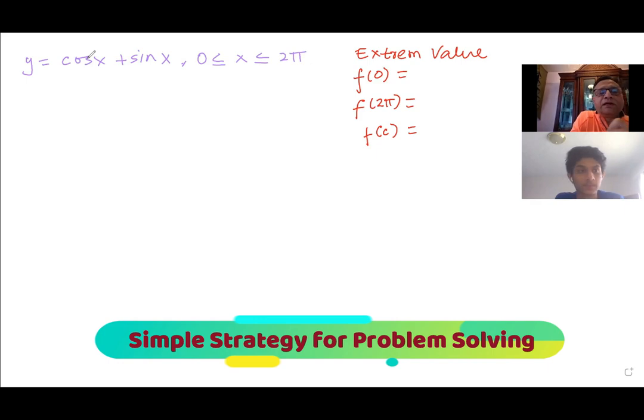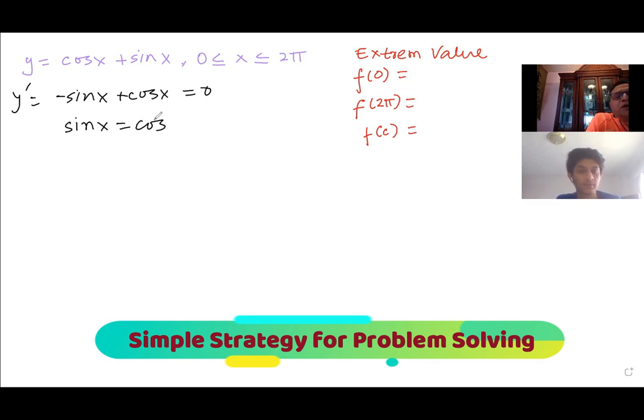So let's find the derivative of the function. What is the derivative of the function? Can you please tell me? Yes, sir. It would be minus sin x plus cos x. And to find the critical number, we'll equate it to 0, correct? Yeah. That means we get sin x equals cos x, right? Right. You can divide one by the other. So we can write in two steps: sin x over cos x equals 1, which is tan x equals 1, correct?